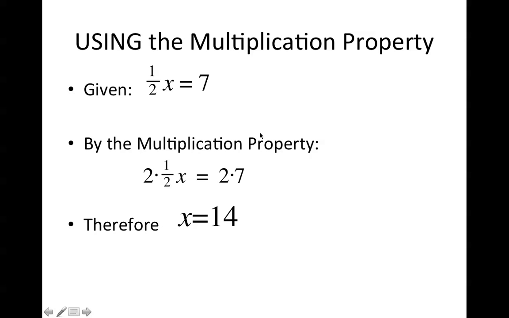Similarly, we could use the multiplication property. If we're given the equation 1/2 of x is equal to 7, then we can use the multiplication property to multiply both sides by 2. 2 times 1/2 of x is equal to 2 times 7. Now this gives us 2 times 1/2, which means 1 times x. So we just write x on this side. This side gives us 2 times 7, which means 14. So to simplify this expression, we write 14. Now we've got x equals 14, which is solved.